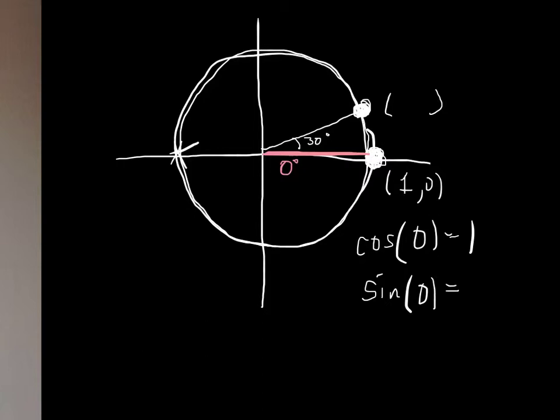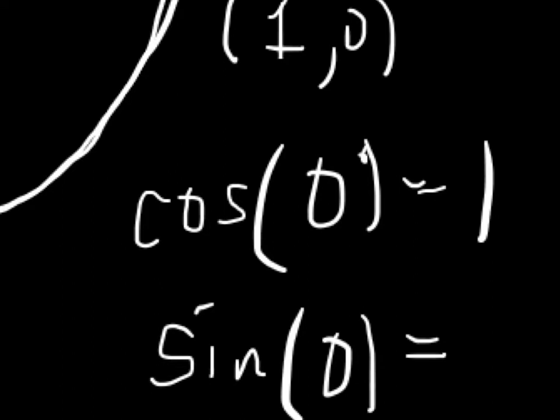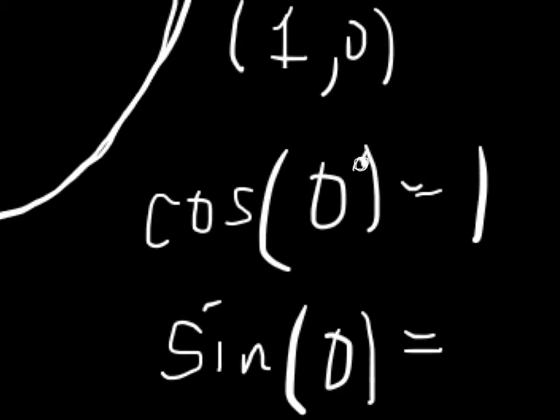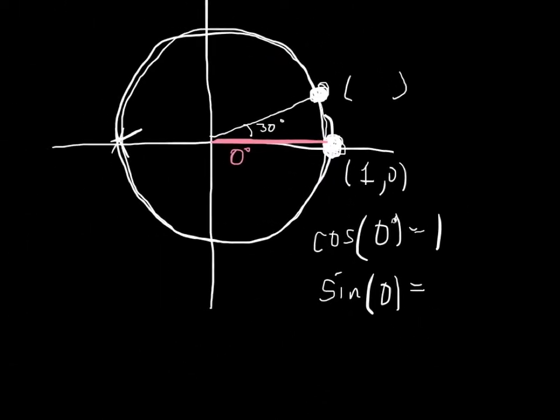Okay. So far, what we've said is that this tells us cosine of 0 degrees, the angle. I'm going to write very carefully, I'm going to put degrees here. This is 0 degrees the angle. Cosine of that is 1, because this point has x-coordinate 1. Okay. So what do we know about sine of 0 degrees?